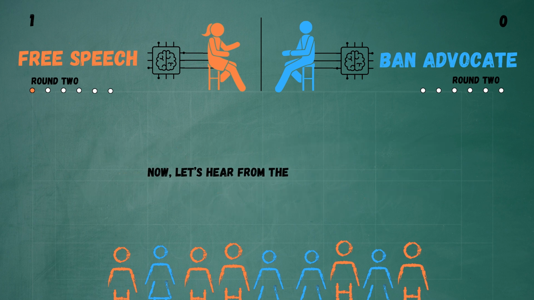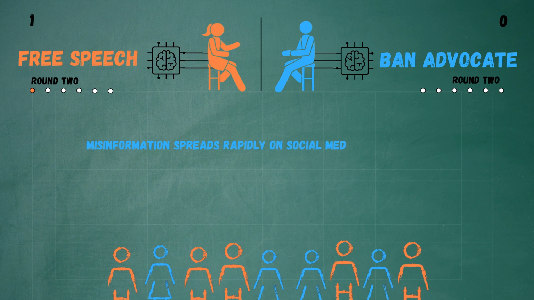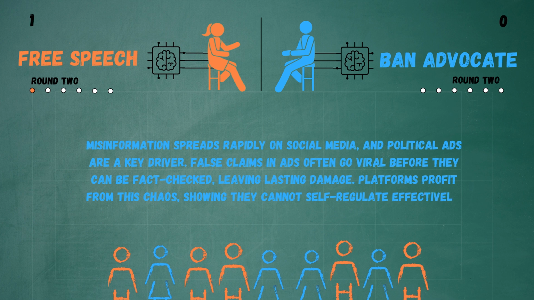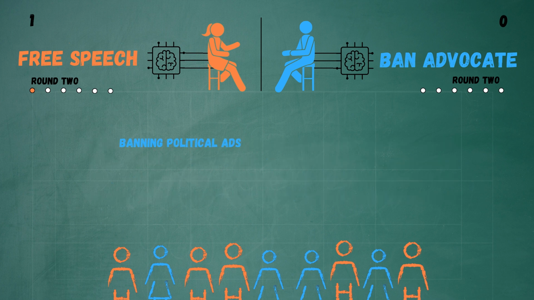Now, let's hear from the ban advocate. Misinformation spreads rapidly on social media, and political ads are a key driver. False claims in ads often go viral before they can be fact-checked, leaving lasting damage. Platforms profit from this chaos, showing they cannot self-regulate effectively. Banning political ads eliminates a primary source of disinformation.